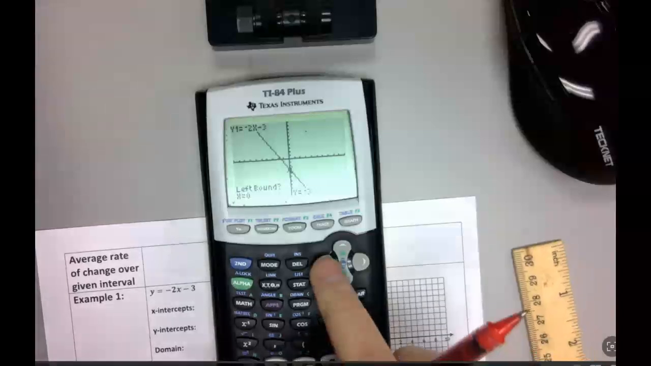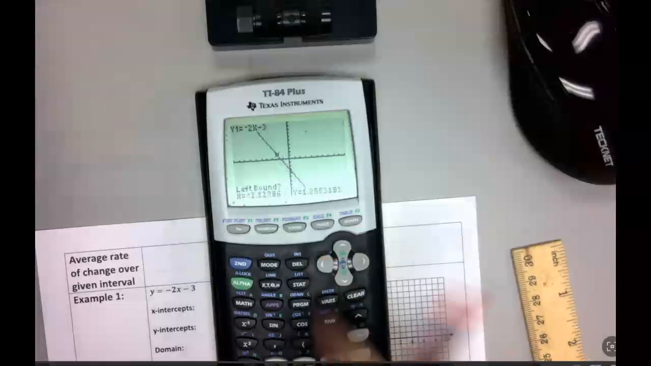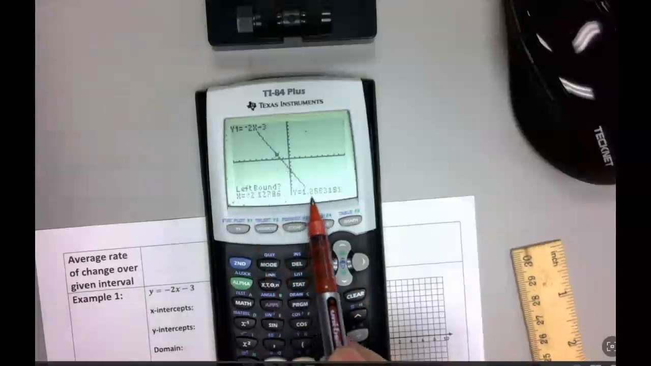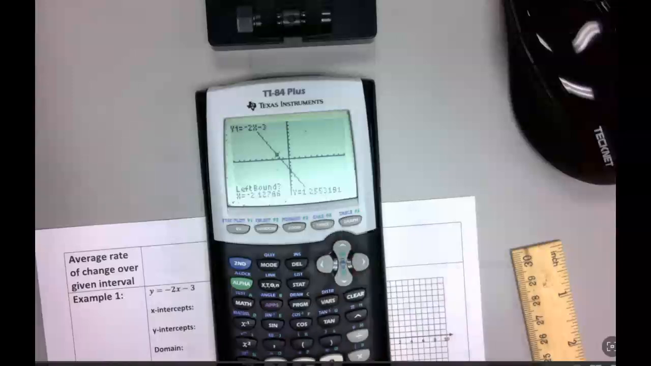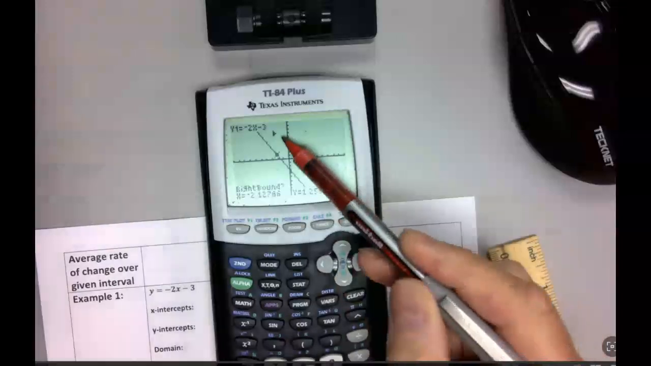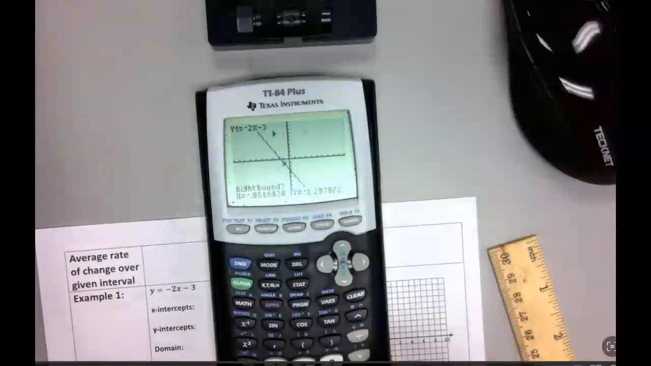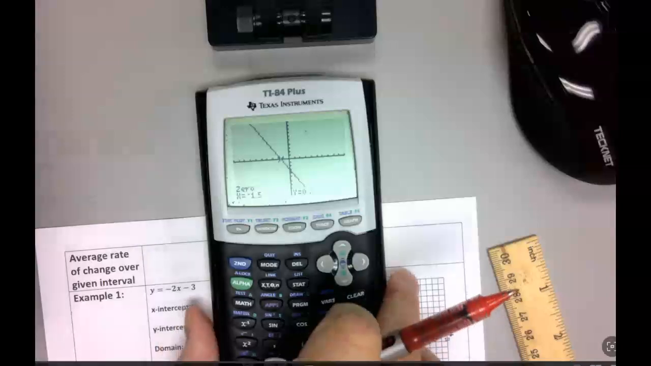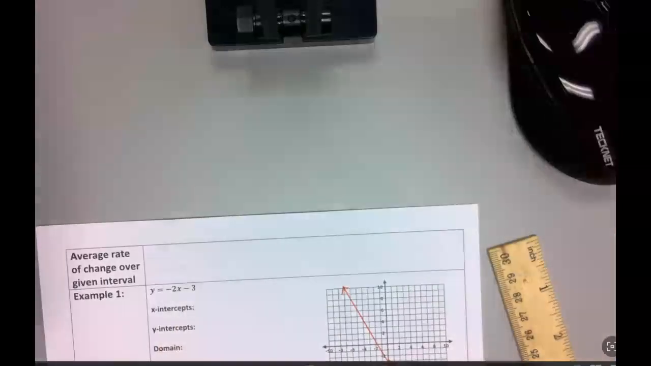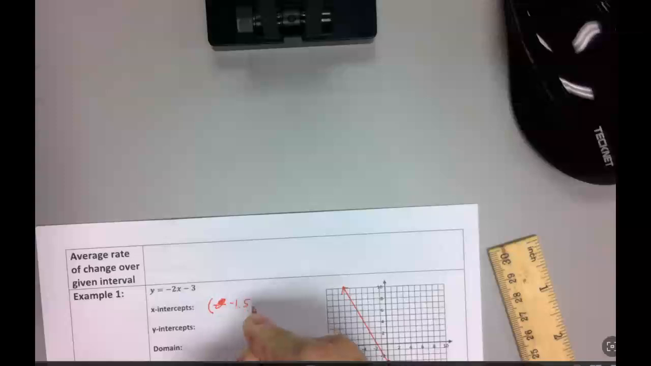So what we need to do is get to the left of that zero, which is going to be above the x-axis. Notice my x values are negative, but my y values are positive. So I hit enter, and you should see a little triangle come up. Then I right arrow below it, hit enter, and hit it again, I get negative 1.5. So my x-intercept is (negative 1.5, 0).